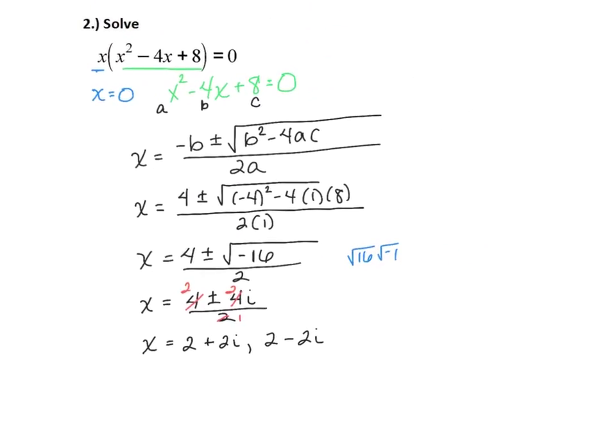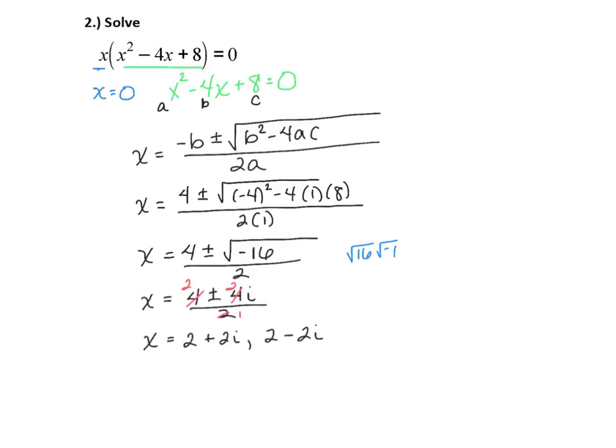So I'm going to zoom back up here so we can list all of our solutions. So all of them, one of them is 0. The other two are 2 plus 2i and 2 minus 2i. So in this example, we had one real solution, and then we had 2 imaginary solutions.